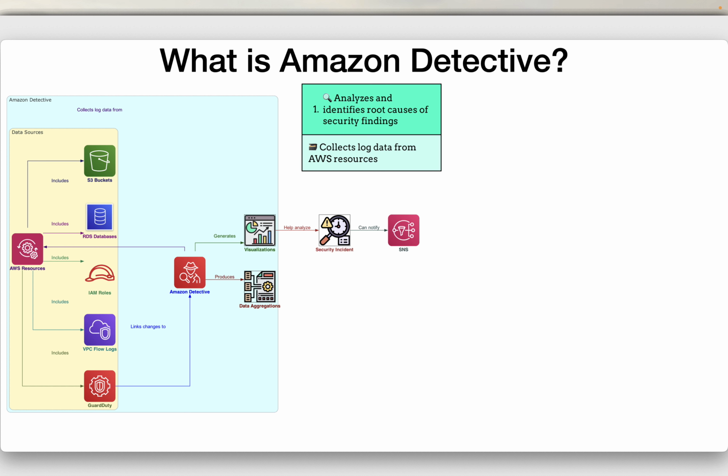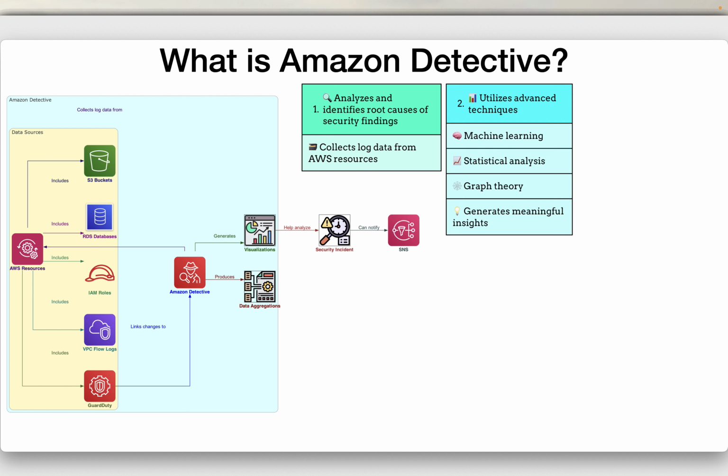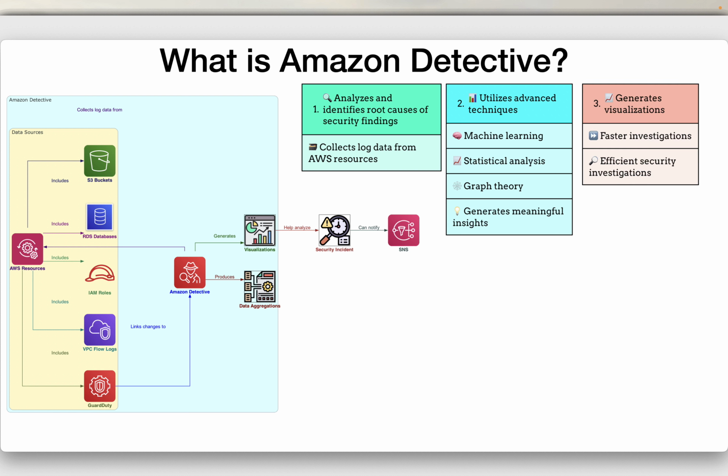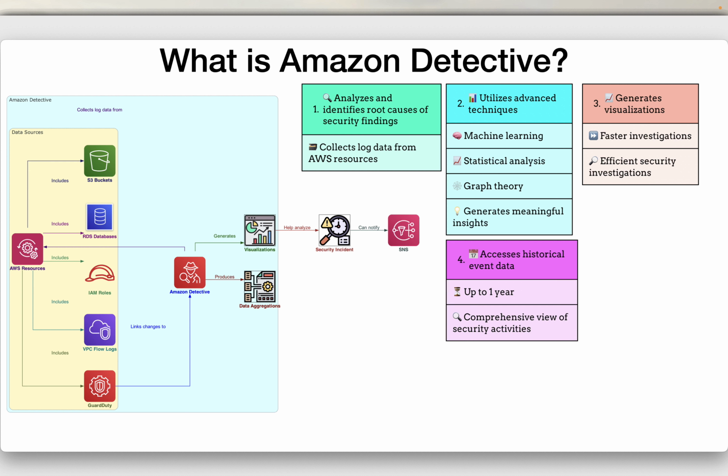Amazon Detective helps users analyze and quickly identify the root cause of security findings or suspicious activities by automatically collecting log data from AWS resources. Detective employs advanced techniques like machine learning, statistical analysis, and graph theory to process the collected log data and generate meaningful insights. The service creates visualizations that enable users to conduct security investigations more efficiently and rapidly. With Detective, users can access and analyze up to a year of historical event data, providing a comprehensive view of security-related activities over time.